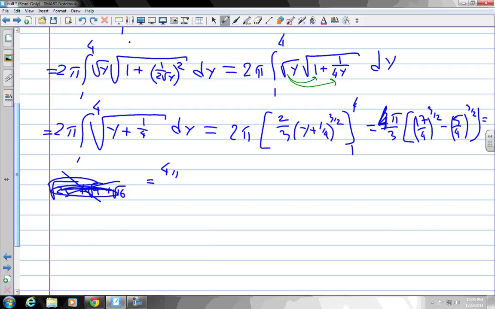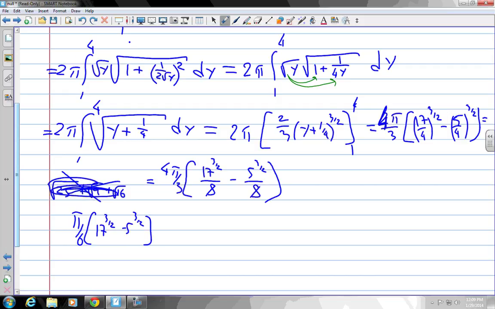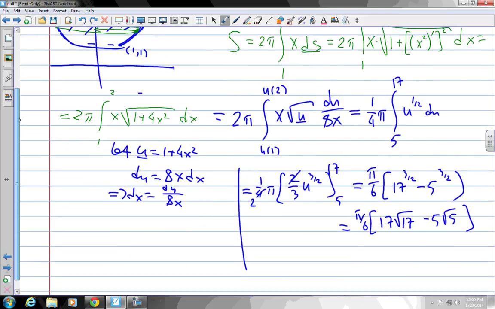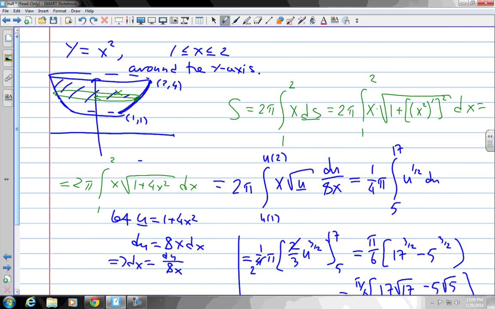So this is 4 pi over 3. Now 4 to the power 3/2 is 8. And you still have 17 to the 3/2. So it's the same thing, right? 8 comes out, cancels with the 4, gives you pi over 6. And then it's 17 to the 3/2 minus 5. So it's the same thing, right? What? No, it's not bad.